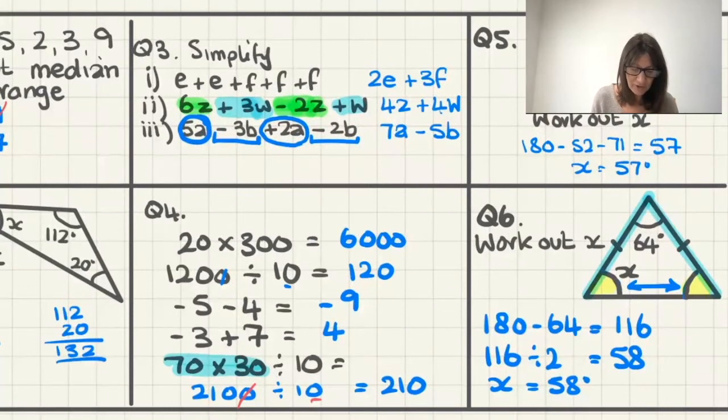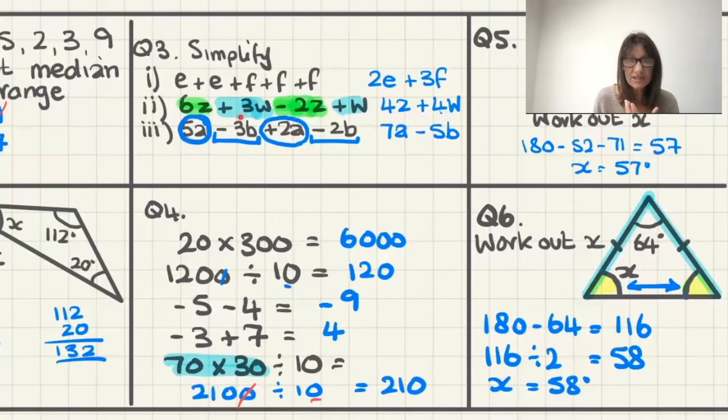Question 3, I've got 2 E's, I've got 3 F's, so it's 2E plus 3F. For questions 2 and 3, I've got 2 different letters. So now I've got to think about grouping them. I've got to put them in their gangs. So I've got the Z's here, I've got 6 of them. Here I'm being directed to take 2 away. Remember that you must include that sign. And 6 take 2 is 4, so I've got 4Z.